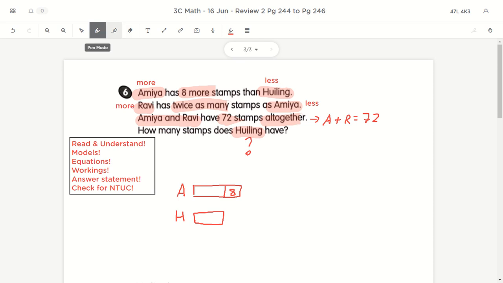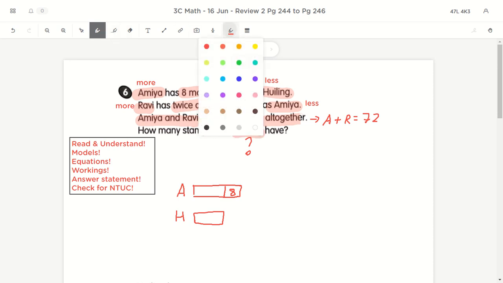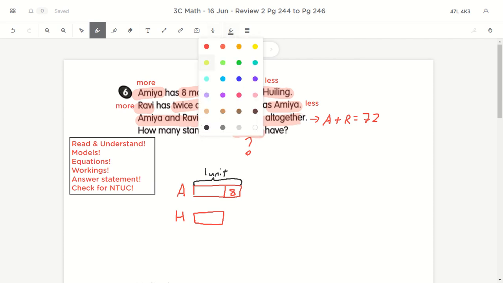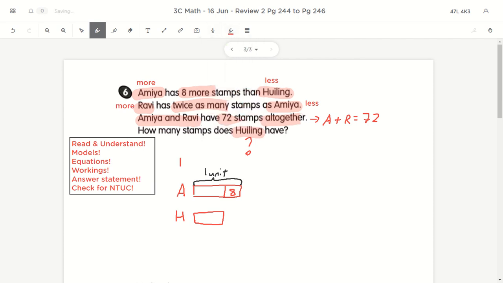So let's consider this as 1 unit. Let's use a different color. Okay, so this is actually 1 unit. Okay, so let's draw Ravi. Let's put it over here. Okay, let's erase the question marks. Alright, so let's draw Ravi.